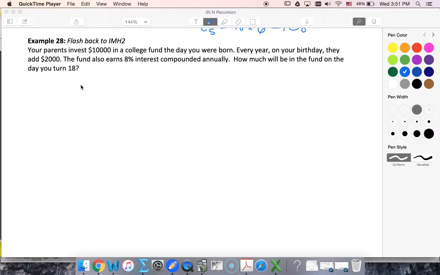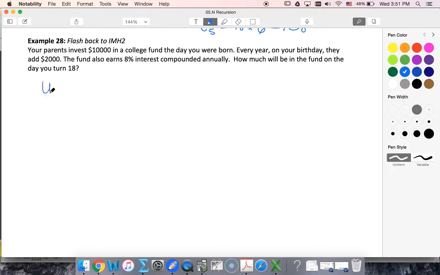So the situation is that your parents invest $10,000 in a college fund on the day you were born. Then every year on your birthday, they add $2,000. The fund also earns 8% interest compounded annually. So how much will be in the fund on the day you turn 18?